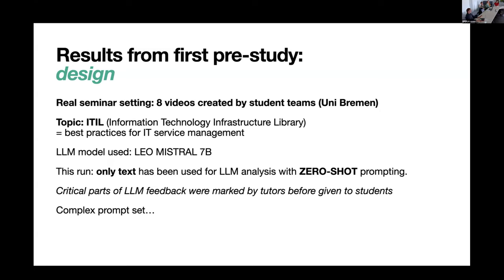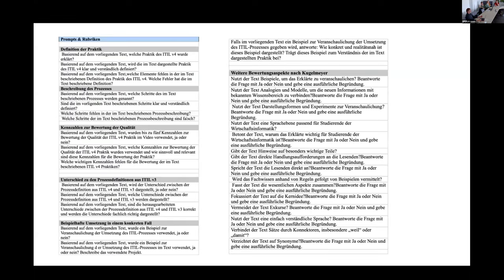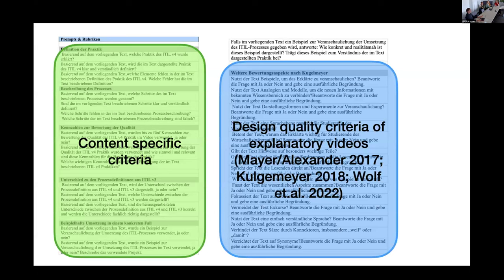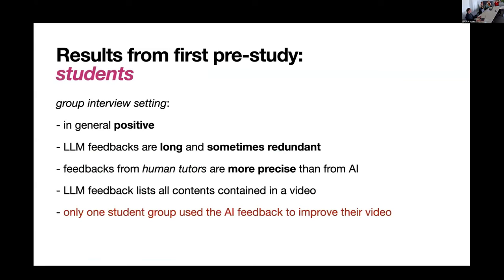And so what the tutors did was that they marked the points of the feedback from the AI they thought critical, but gave it to the students anyway. So the students could see what came out of the AI, but also what my tutors thought wasn't right. Okay, and they also got real feedback from the teachers. And we had a lot of prompts. There were some content-specific criteria, and then we had some design quality criteria of explanatory videos we took from different sources.